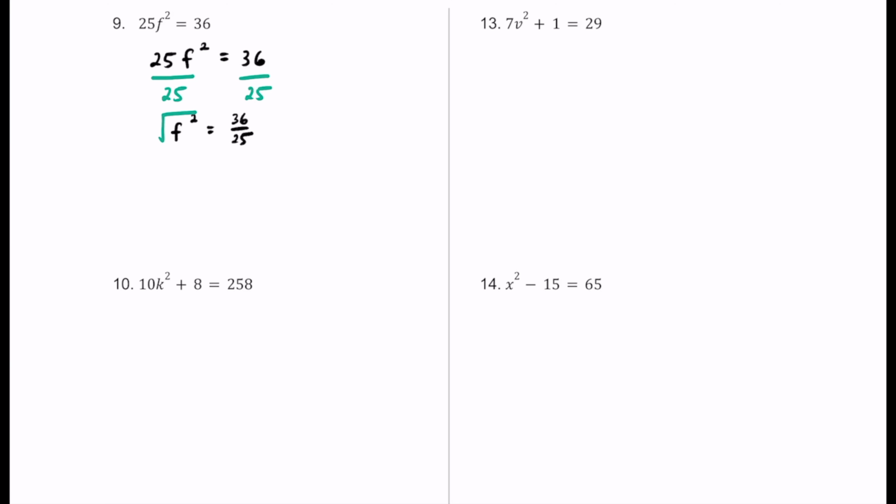And just go ahead and take the square root of both sides here. The square root of f squared is just f. And if we take the square root of 36 over 25, those are both perfect squares. So the square root of 36 is 6, and the square root of 25 is 5. So writing these answers separately, f can equal positive 6 over 5, or f could equal negative 6 over 5.